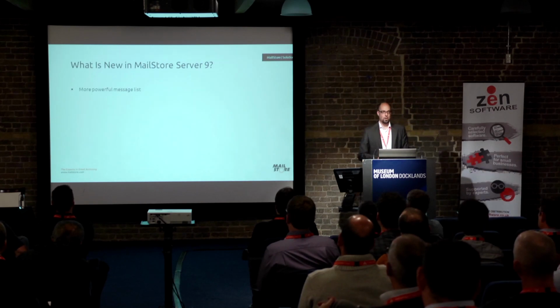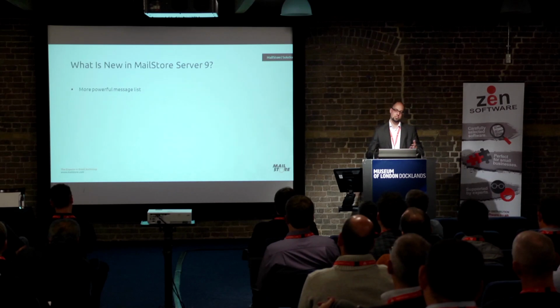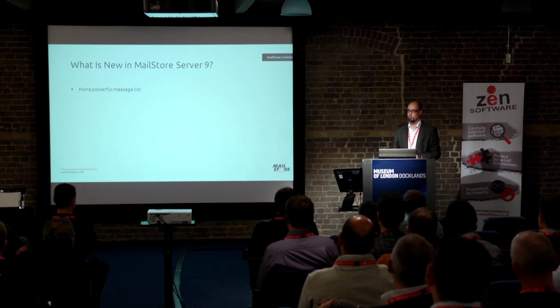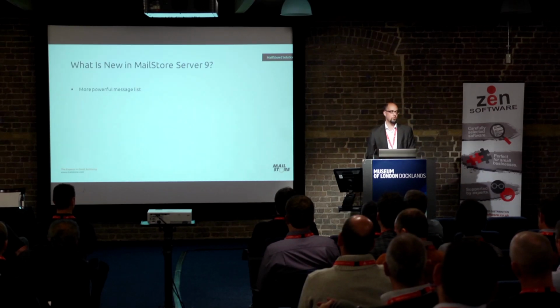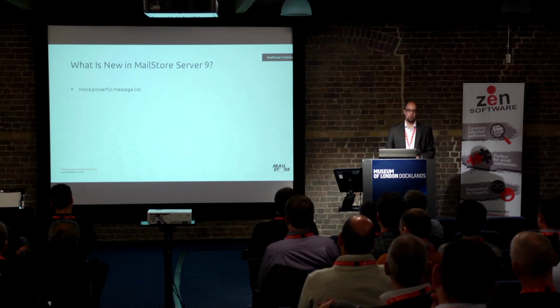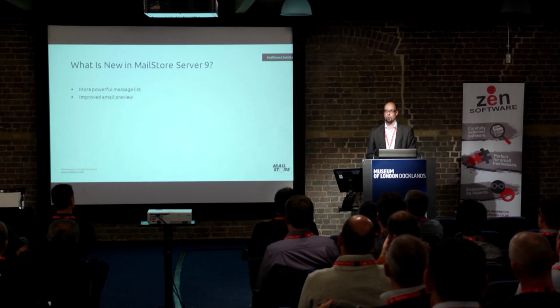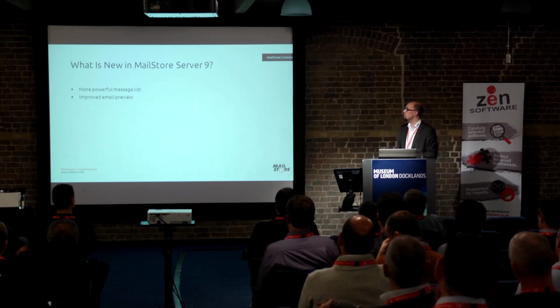We have a more powerful message list. That means if you have an email folder, in the past it was like there are 10,000 emails in one folder and MailStore worked, yes, but scrolling through the list wasn't that perfect. We improved that. Now the message list can be used for folders with hundreds, thousands of messages. Actually, it doesn't matter how big it is. Just a small improvement, but for a lot of customers that use our product for years now, this is an important change.